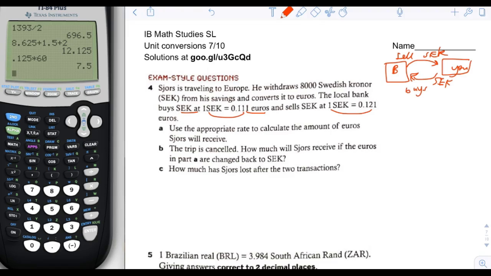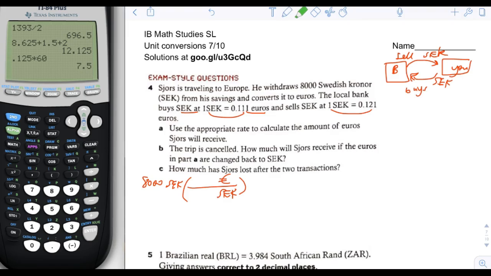So let's calculate what Sjors's 8,000 kroners is going to be worth. 8,000 kroners, we're going to multiply it times a domino, where the bottom of the domino is going to be kroners, and the top of the domino is going to be euros. The symbol for euros is like this, right? Okay, and which unit are we going to use?